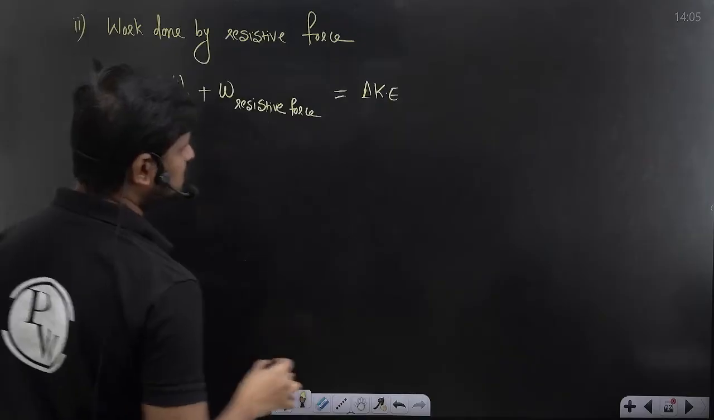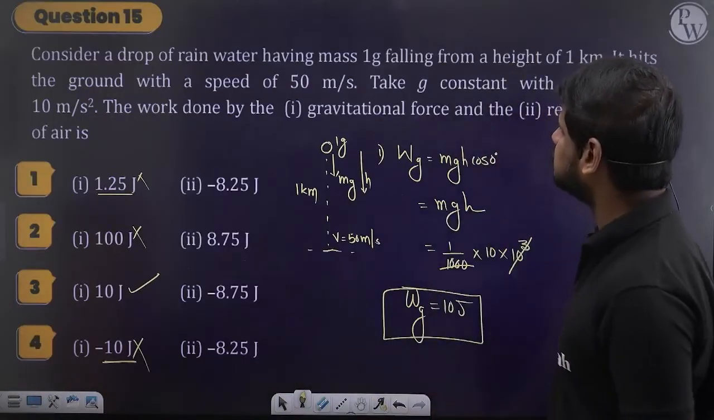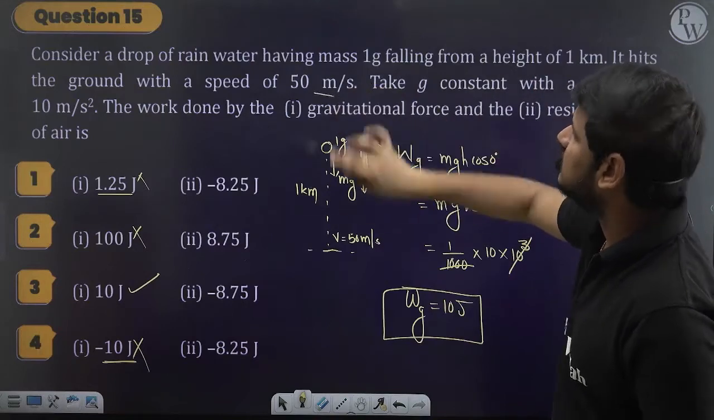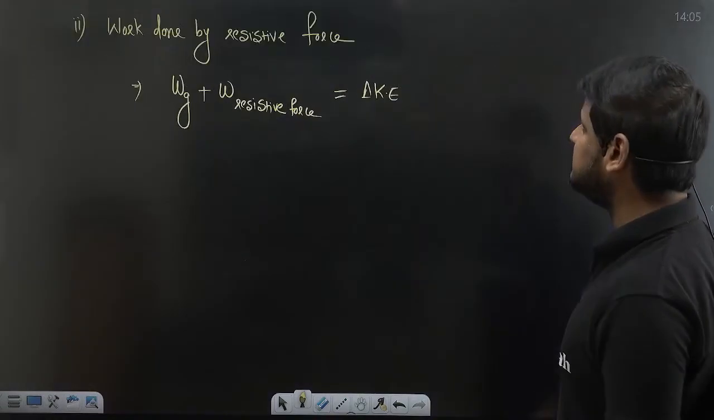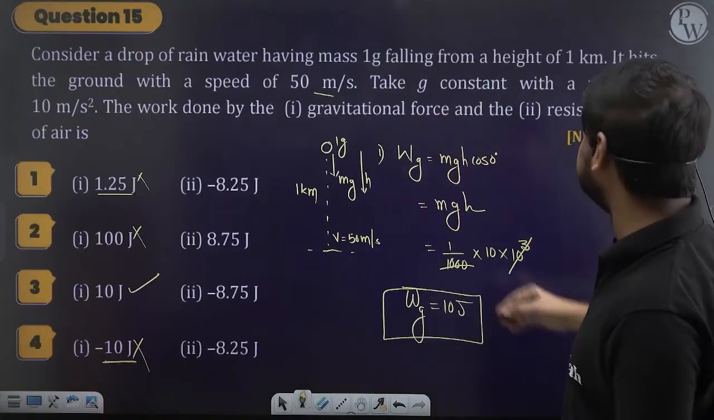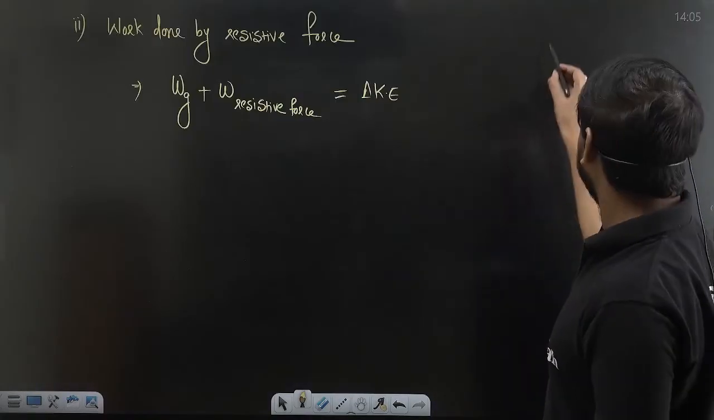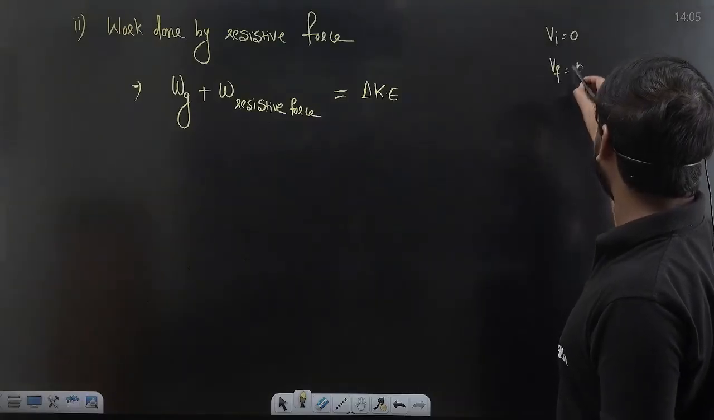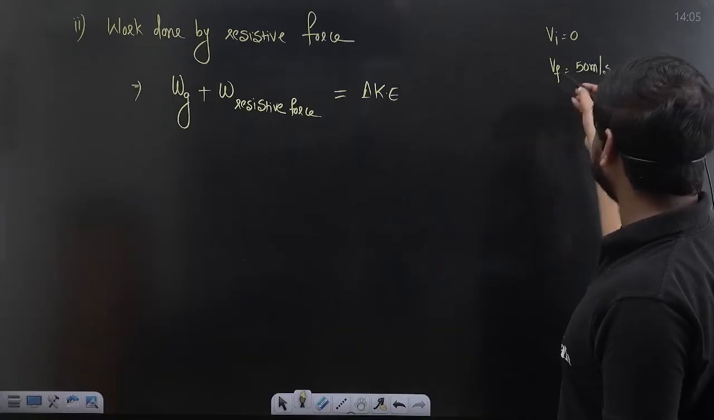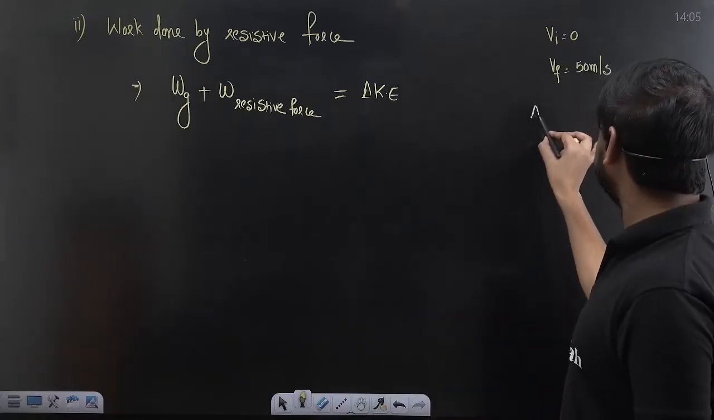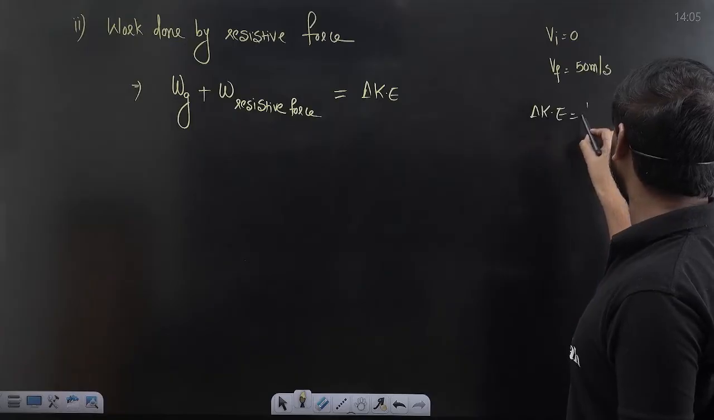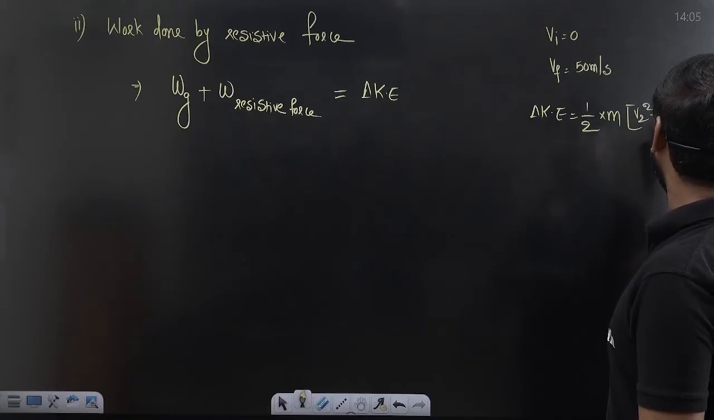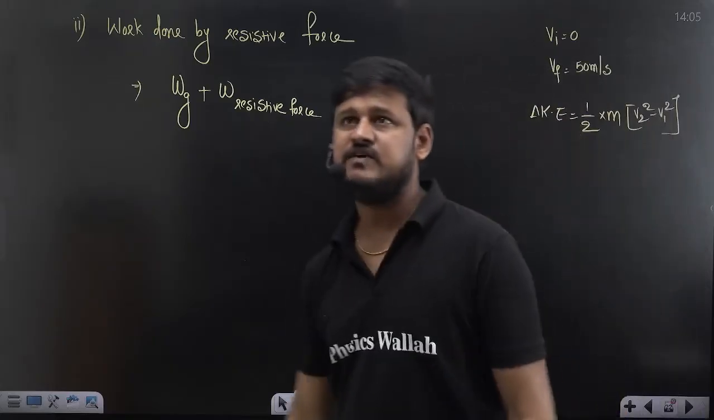So what is the change in kinetic energy? See here, it hits the ground with 50 meter per second. That means its initial velocity, while it is freely dropping, is 0, right? So initial velocity Vi is 0. Vf is 50 meter per second. So can we find the change in kinetic energy? The change in kinetic energy is half into mass m into V2 square minus V1 square, right?